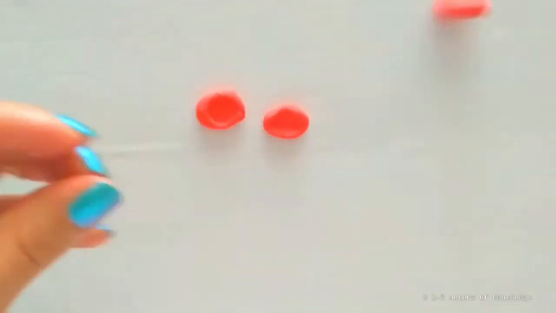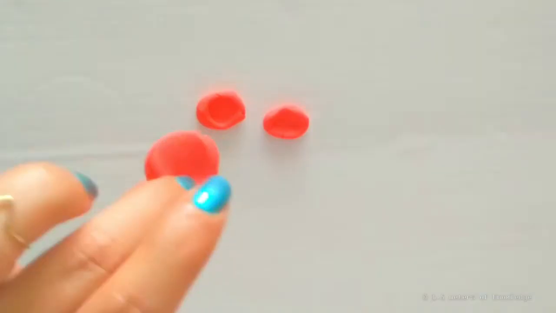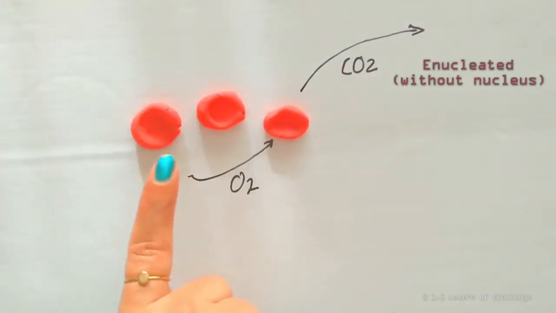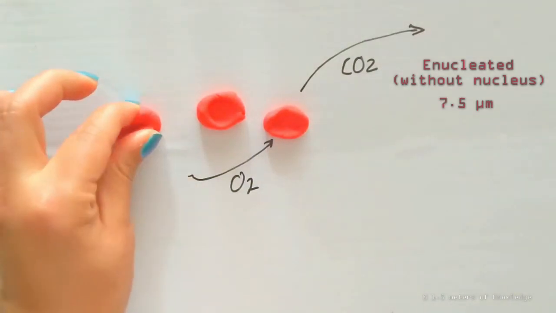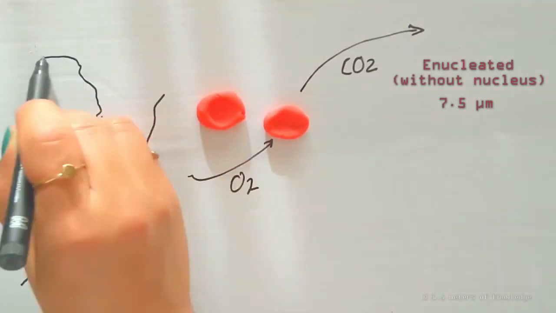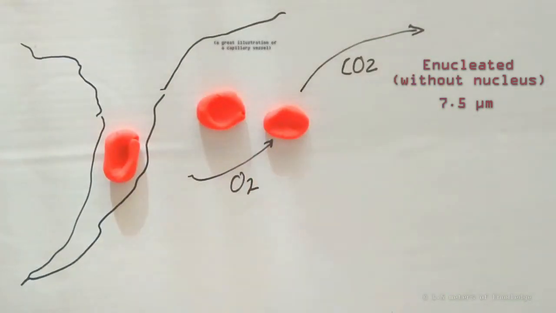And this attribute is due to the fact that, in these cells, the nucleus is absent when they are mature. Being enucleated, as well as their small size of 7.5 micrometers, leads these cells to have extreme deforming and flexibility powers, allowing them to reach even the smallest capillaries of our body.